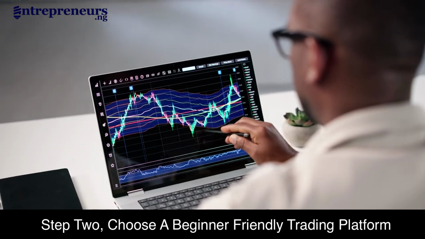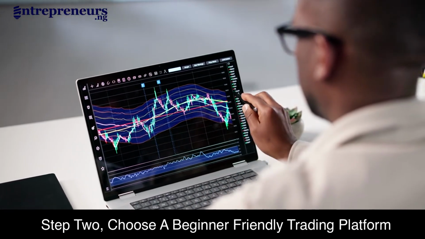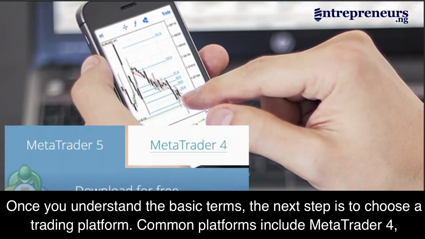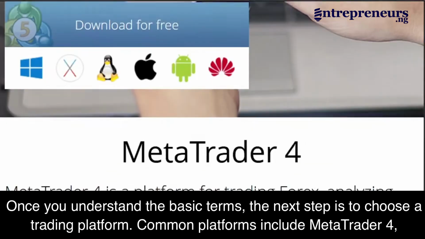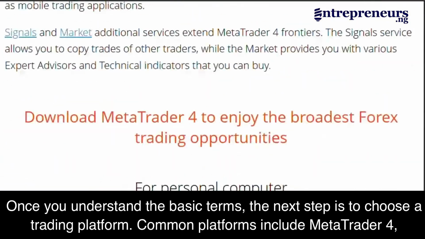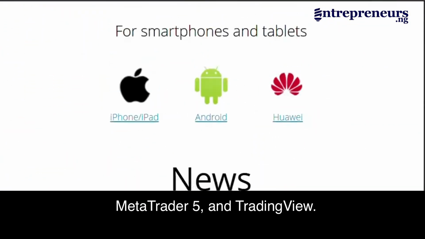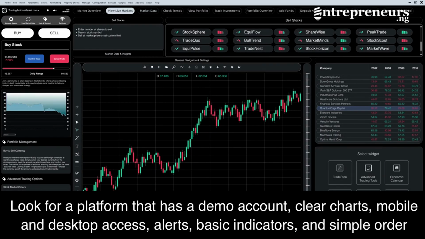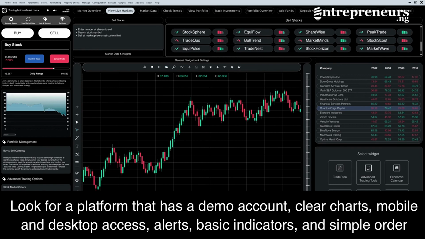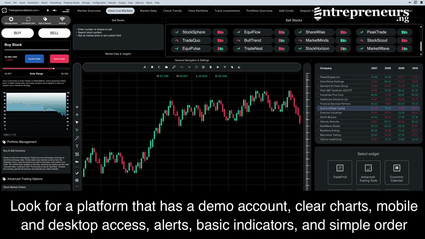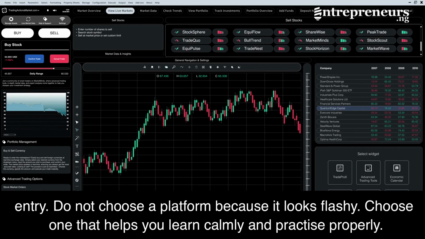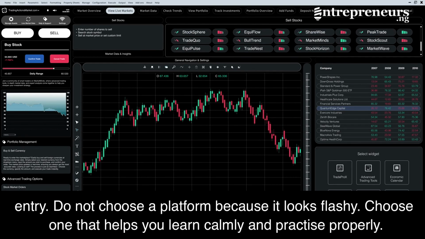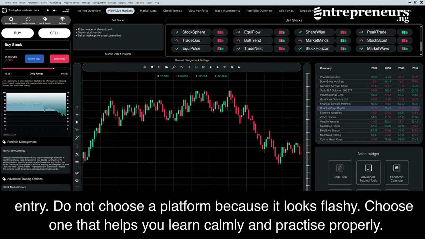Step 2. Choose a beginner-friendly trading platform. Once you understand the basic terms, the next step is to choose a trading platform. Common platforms include MetaTrader 4, MetaTrader 5, and TradingView. Look for a platform that has a demo account, clear charts, mobile and desktop access, alerts, basic indicators, and simple order entry. Do not choose a platform because it looks flashy. Choose one that helps you learn calmly and practice properly.